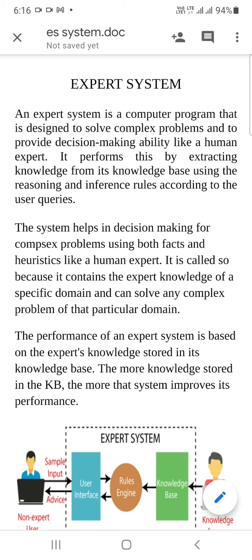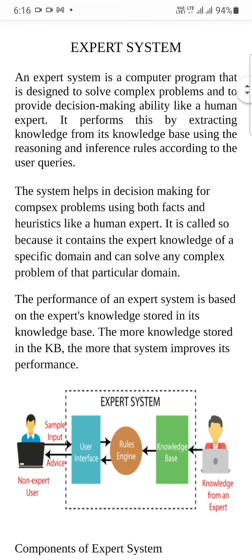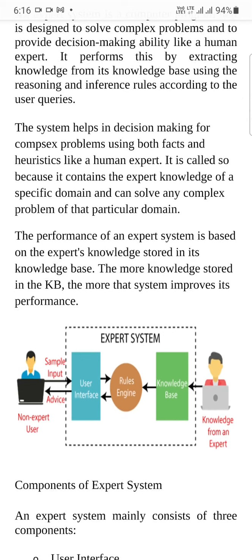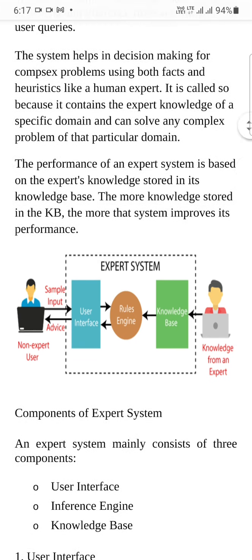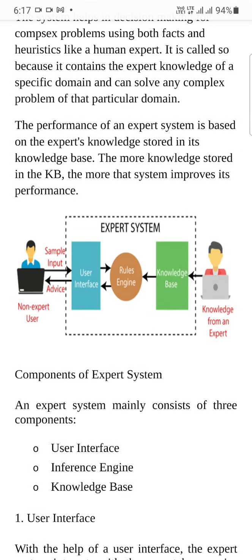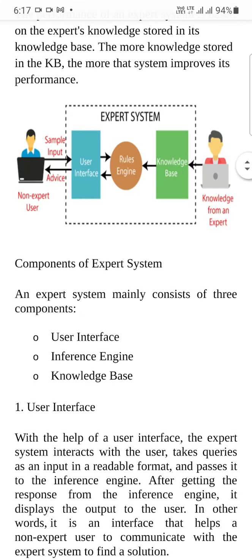Next, the performance of an expert system is based on the expert's knowledge stored in its knowledge base. The more knowledge stored in the knowledge base, the more the system improves its performance. This diagram shows how an expert system works. First we learn what the components in an expert system are. An expert system has mainly three components. One is the user interface. Second is the inference engine. Third is the knowledge base.